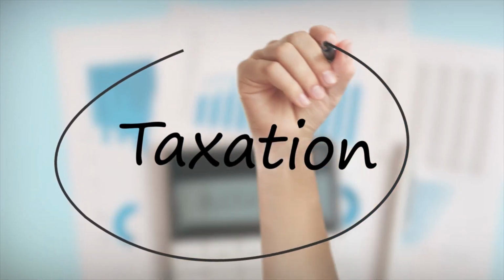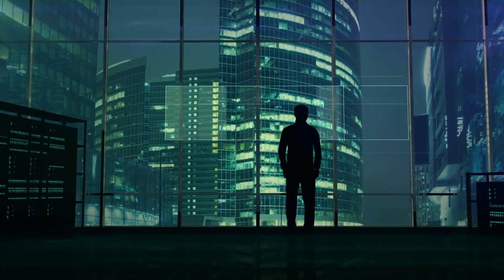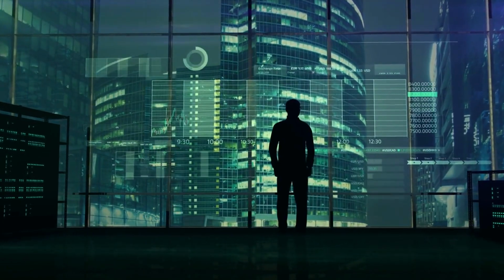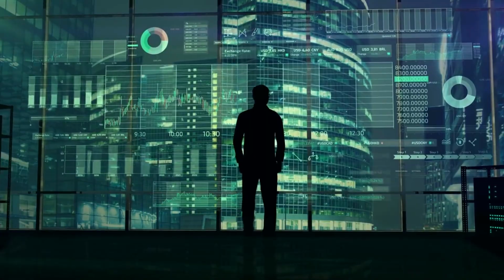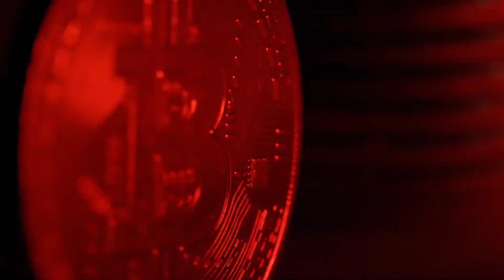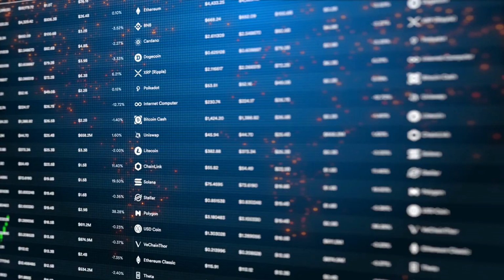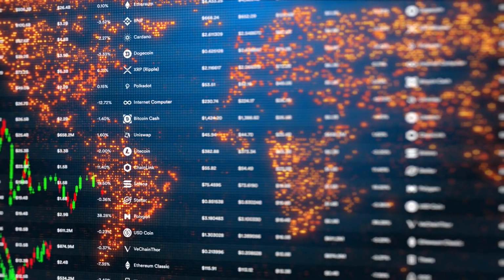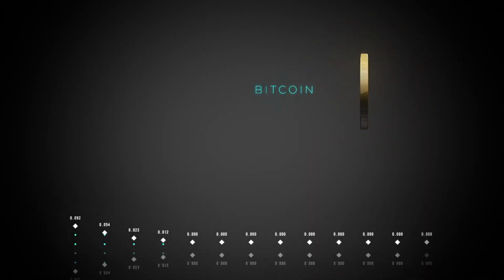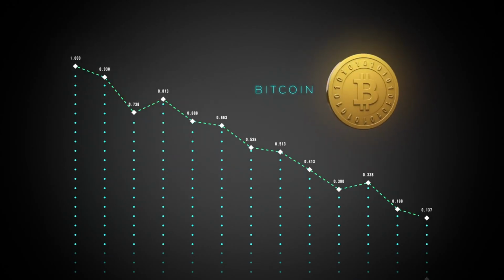Taxes on mining. If you're mining crypto as part of your investment strategy, you must pay taxes on your profits. This is because the IRS treats cryptocurrency as property, and property transactions are taxable. The same rules apply for mining as for buying and selling crypto. You must report mining earnings as income, and you'll need to track your mining activity so that you can report it accurately.